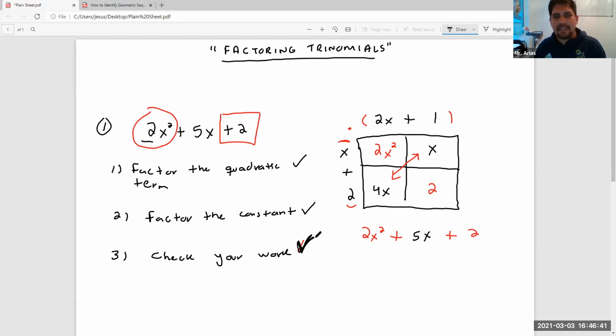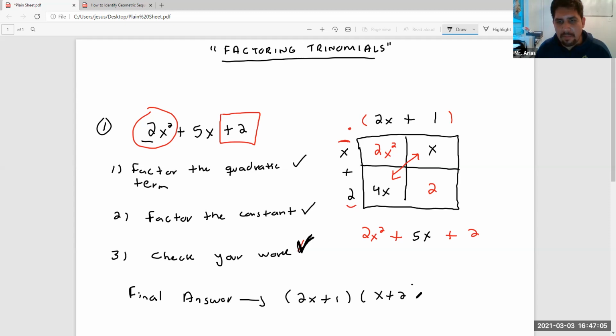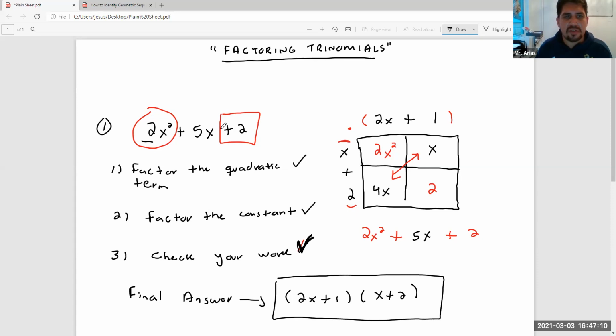Okay, so that is one of the examples. And also, by the way, the final answer is the following. Keep in mind that the final answer is just the product of those two binomials that we get along the base and the height. So my final answer will be 2x plus 1 times x plus 2. These are the binomials that, if I multiply them with each other, produce the trinomial that we originally had in this problem.